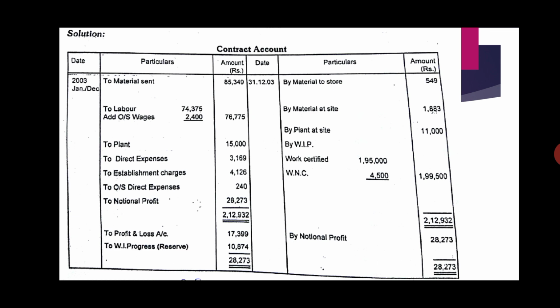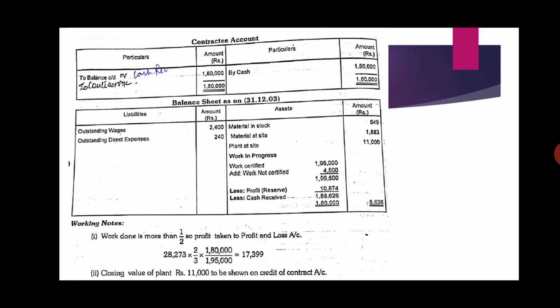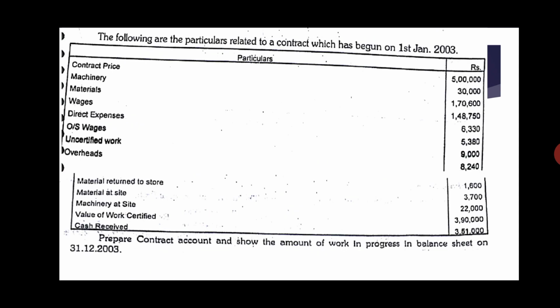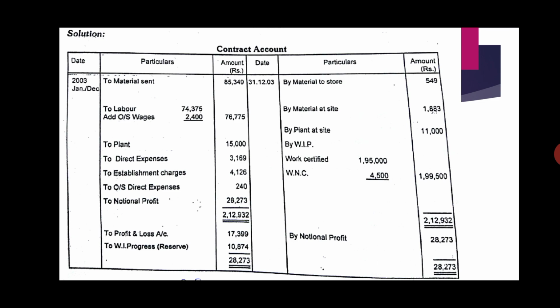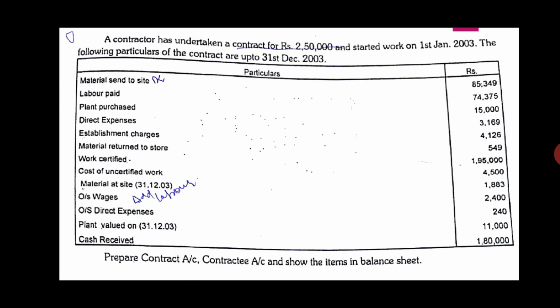Now how have these amounts of 17,399 and 10,874 come? We have the formula to calculate the P&L account. First, we have to identify the rule for it. So what is the rule for it? The rule is rule number 3. Now how can you go about it?